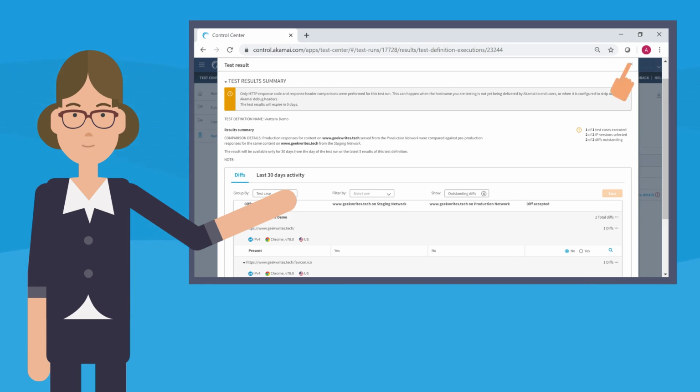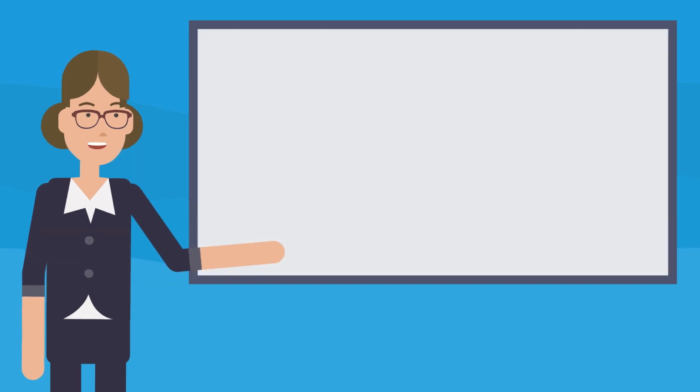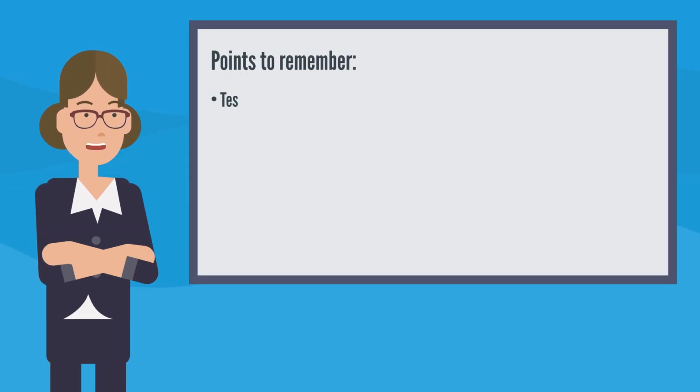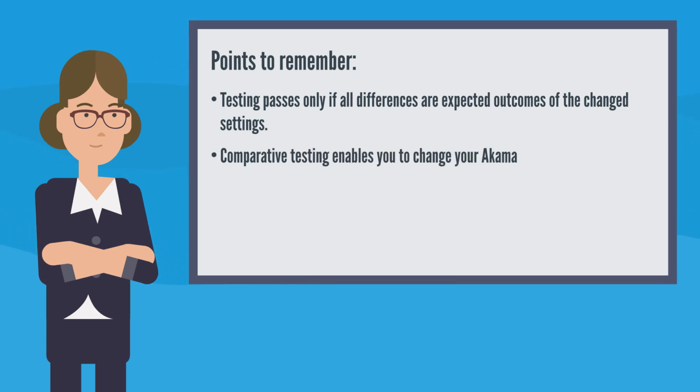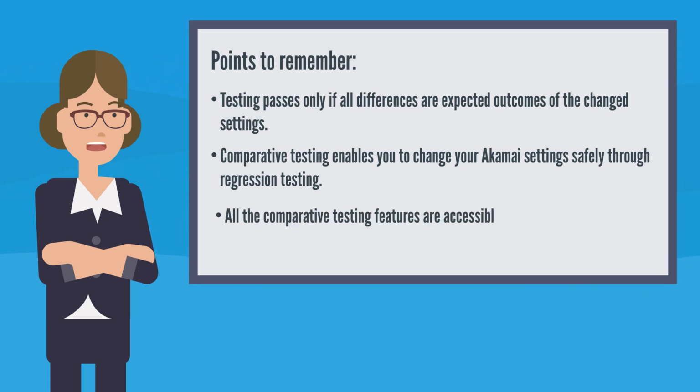Before we wrap up, here are a few points to remember. Testing passes only if all differences are expected outcomes of the changed settings. Comparative testing will enable you to change your Akamai settings safely through better regression testing. The mechanics of testing and verification logic are handled by the tool, thereby increasing efficiency by automated testing. What's more, all the comparative testing features are accessible through open APIs too.